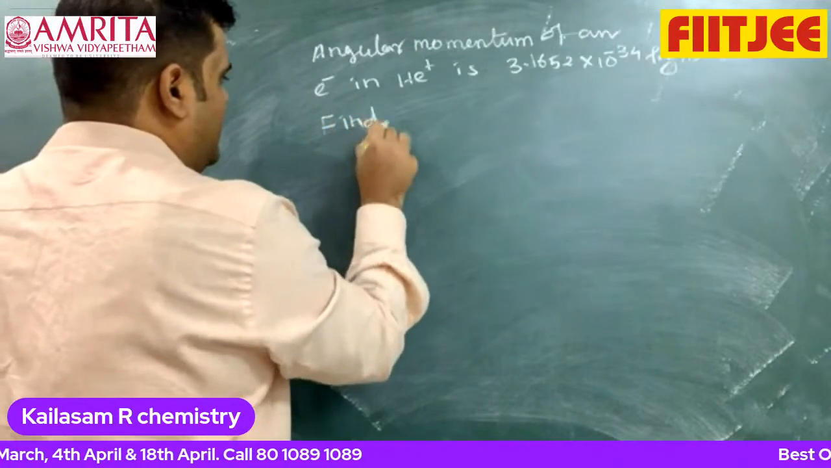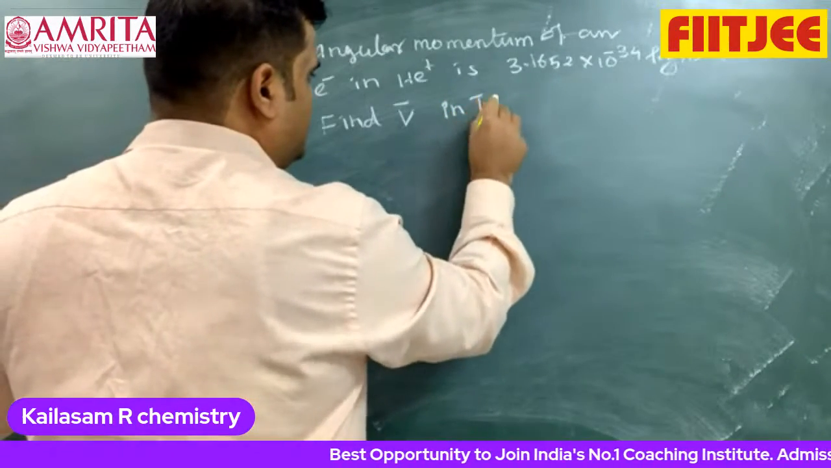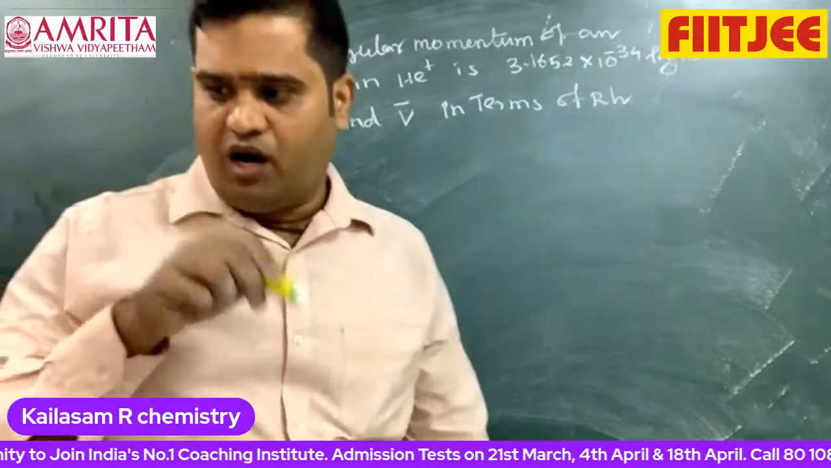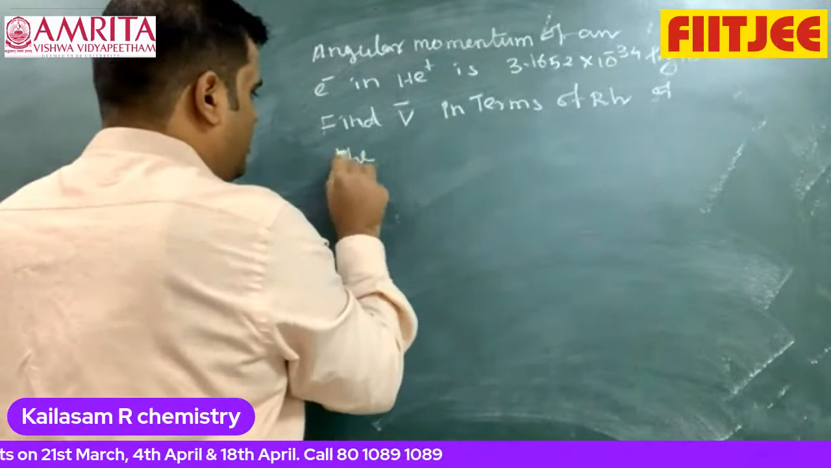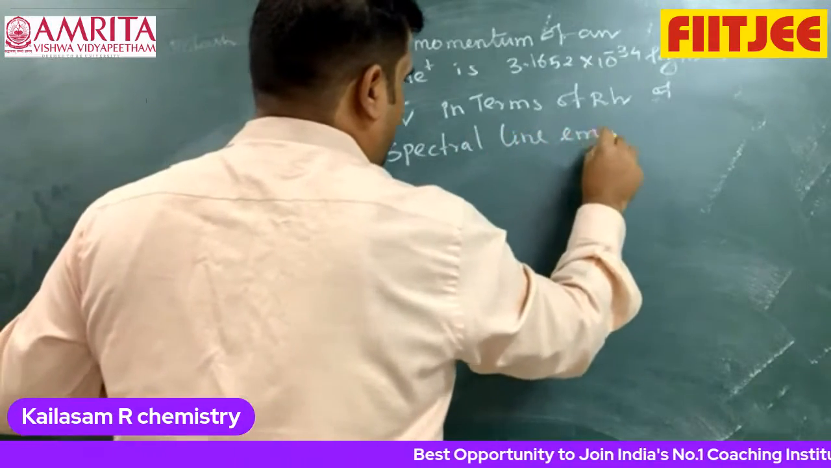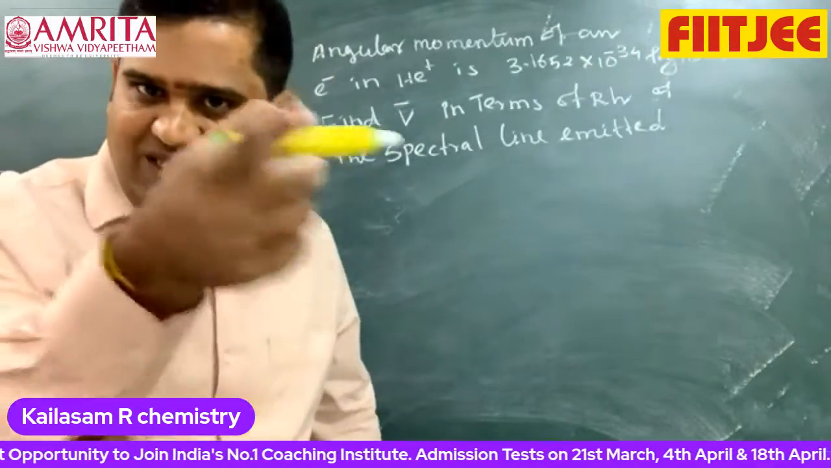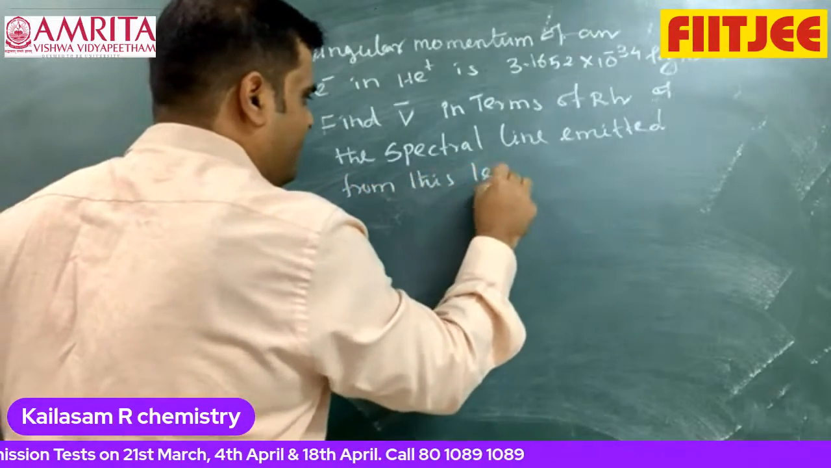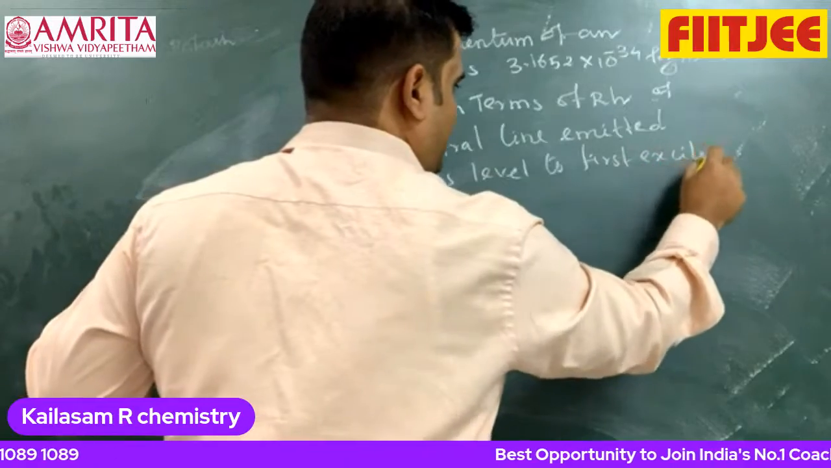Find the wave number in terms of RH of the spectral line emitted from this level to the first excited state.